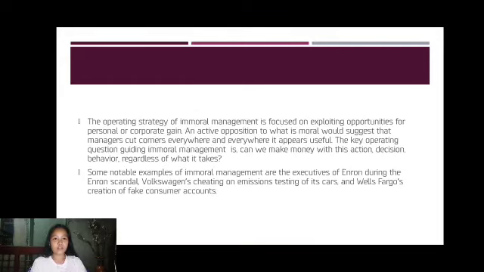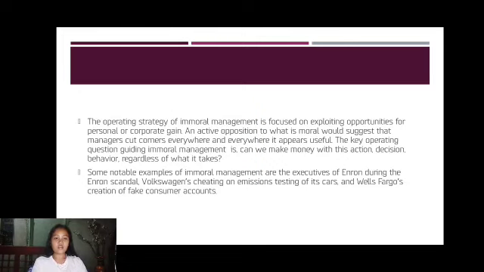In 2001, energy company Enron collapsed because of financial mismanagement. The company had been hiding billions in debt from its investors, which led to investigations by various government agencies. In the aftermath of the collapse, new legislation was created, accounting standards were changed, and executives at Enron were prosecuted. So next is Volkswagen's cheating on emissions testing of its cars.